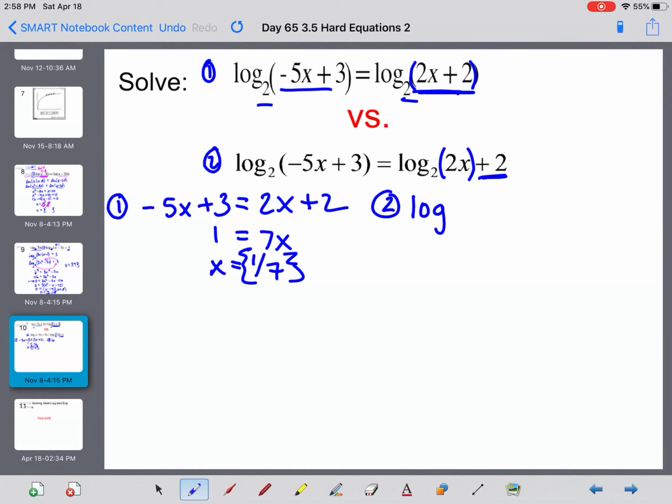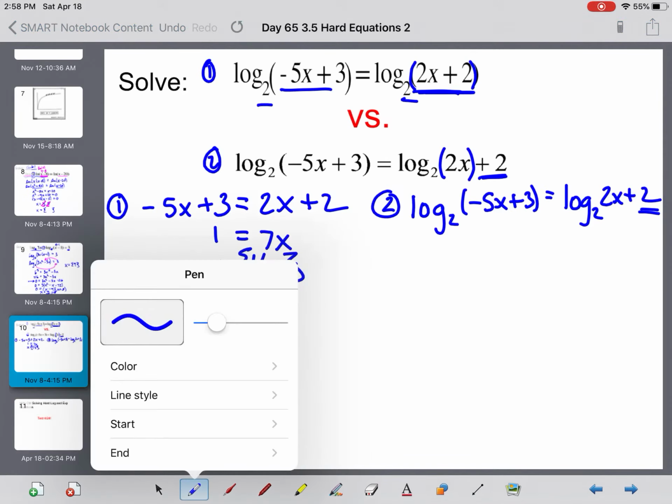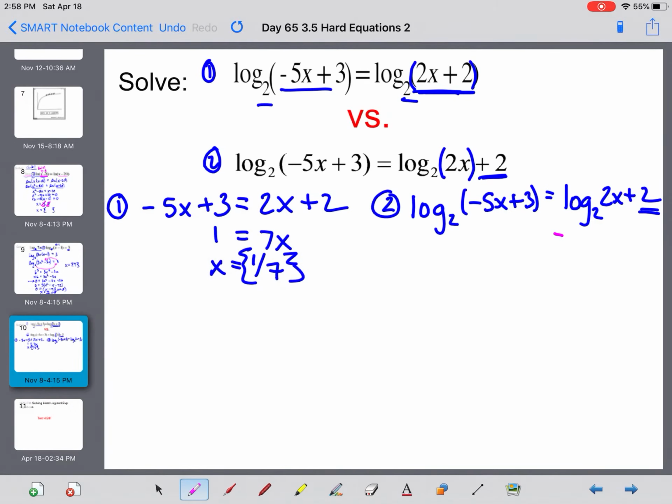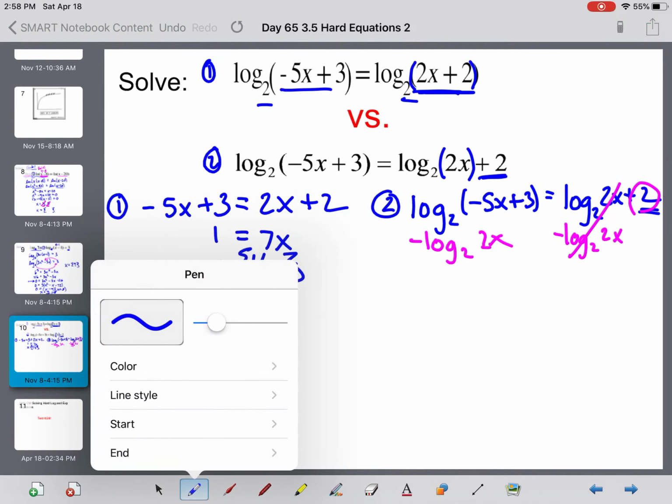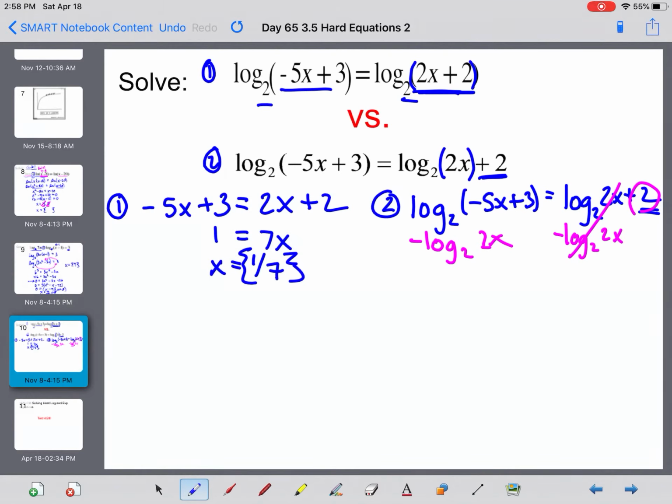For the second one, it's going to make us work just a little bit. So I have logs on both sides, but I also have this constant over here on the far right. So what I need to do is get my logs to be on the same side. That means I'm going to subtract this log base 2 of 2x from both sides, because then that would leave me with the 2 on the right, and then I can use my log properties on the left-hand side to condense down to 1 log. So I'll just rewrite it here so we can see everything that's happening.